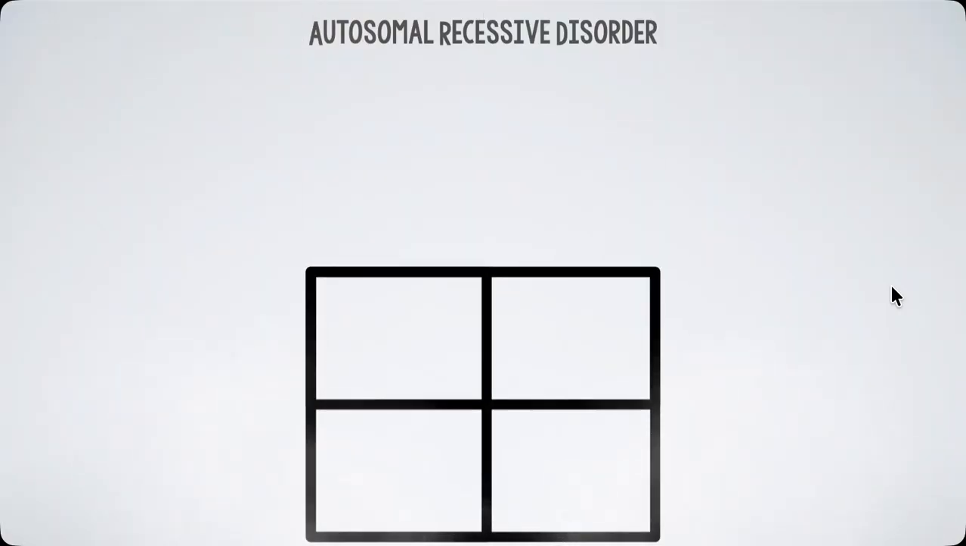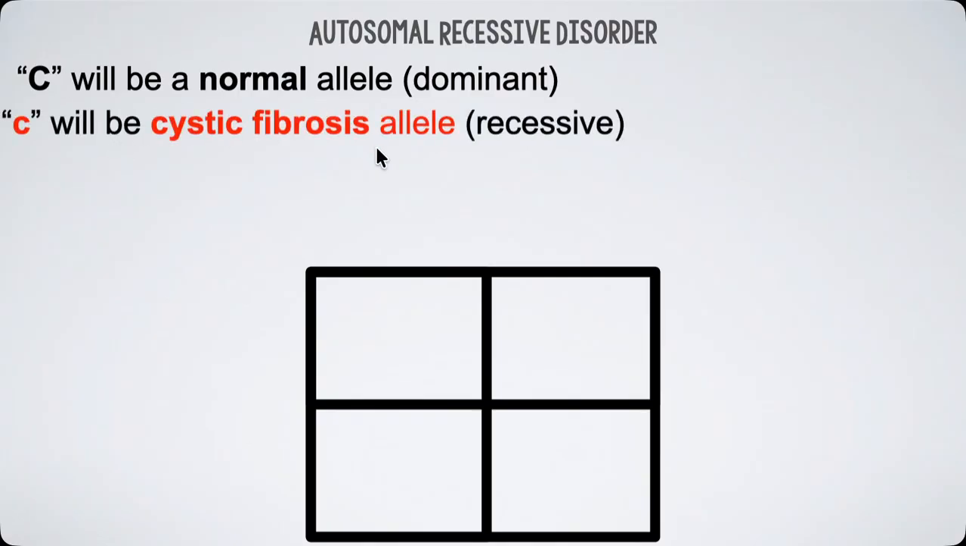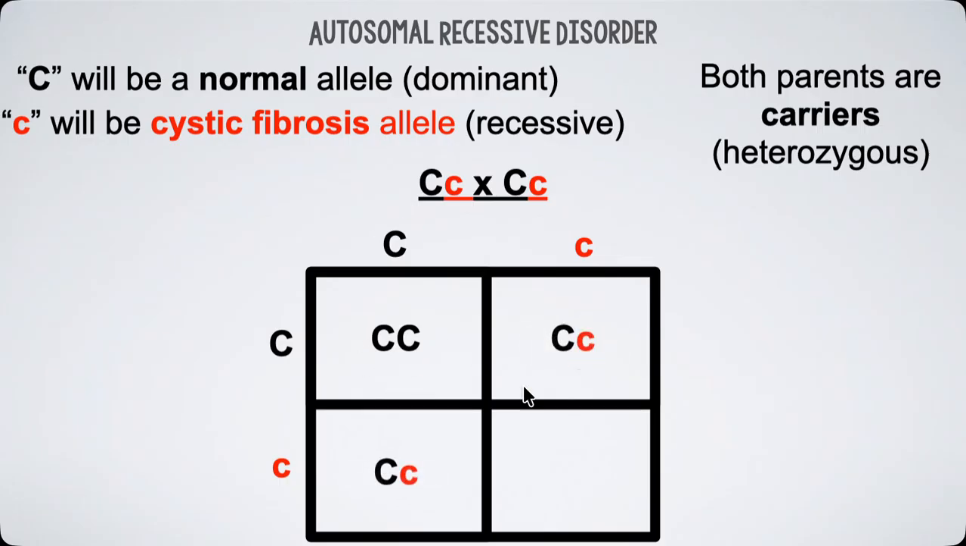Okay, so let's do a Punnett square for that. Capital C is normal, lowercase c is cystic fibrosis. Both parents are carriers, so we're gonna have a capital letter C and a lowercase letter c, capital letter C, lowercase letter c. This child would have capital letters only. These two children would have one capital letter, one lowercase letter. These two children would have two lowercase letters.